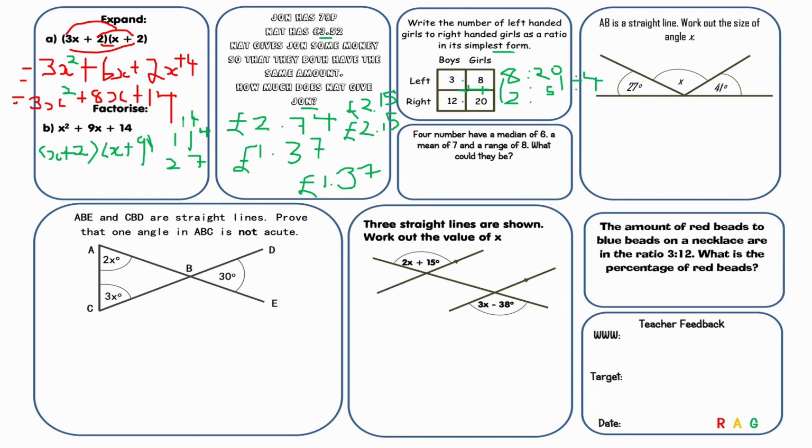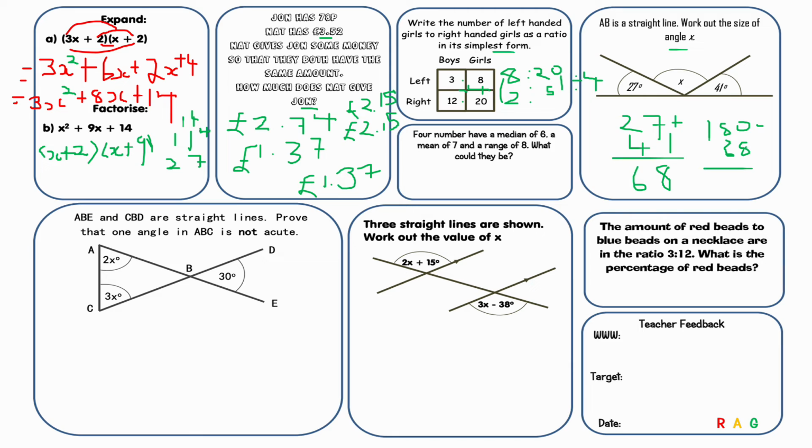Right guys, this question here, AB is a straight line, work out the size of angle X. Well, angles on a straight line add up to 180, so 27 plus 41, 7 plus 1 is 8, 2 plus 4 is 6, 68. 180 take away 68, well 180 take away 70 is going to be 110, but we're taking away 68 here, so we're going to add on 2 more, so it'll be 112. But we can double check our answer using column subtraction.